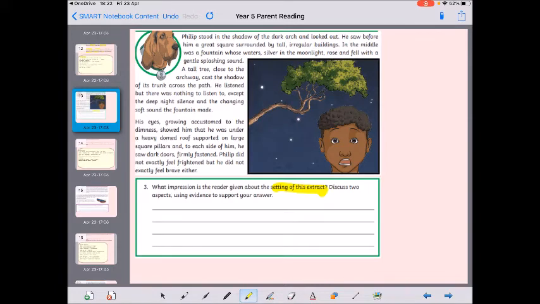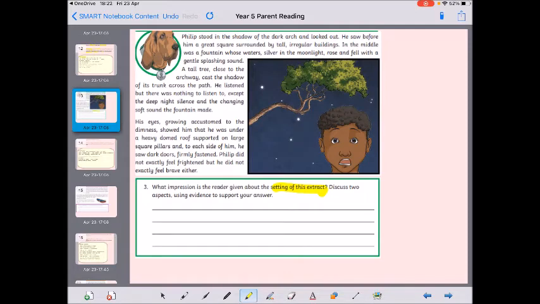So here we have Philip stood in the shadow of the dark arch and looked out. He saw before him a great square surrounded by tall, irregular buildings. In the middle was a fountain, whose waters, silver in the moonlight, rose and fell with a gentle splashing sound. A tall tree, close to the archway, cast a shadow of its trunk across the path. He listened, but there was nothing to listen to, except the deep night silence and the changing soft sound the fountain made. His eyes grew accustomed to the dimness, showing that he was under a heavy domed roof supported on large, huge square pillars, and to each side of him he saw dark doors, firmly fastened. Philip did not exactly feel frightened, but he did not exactly feel brave either.